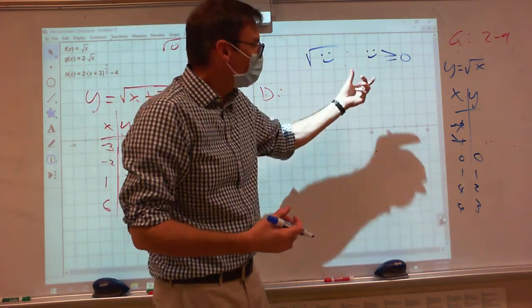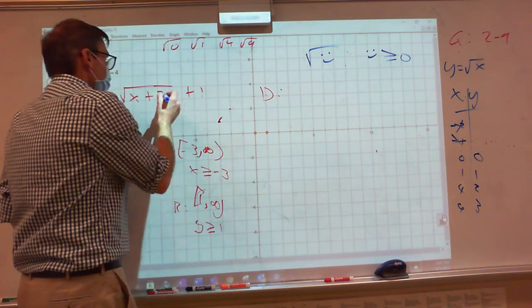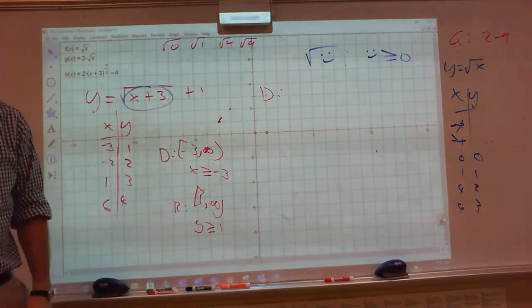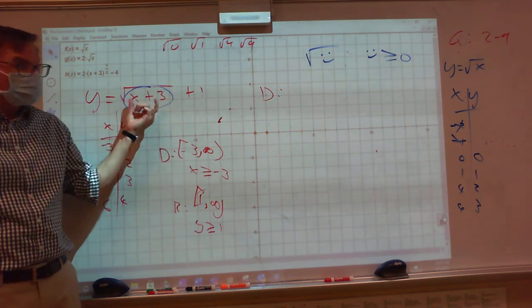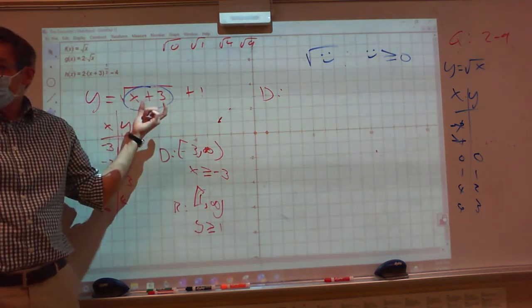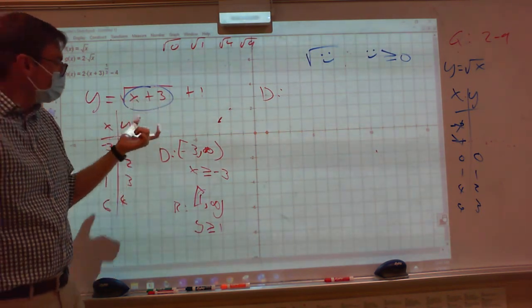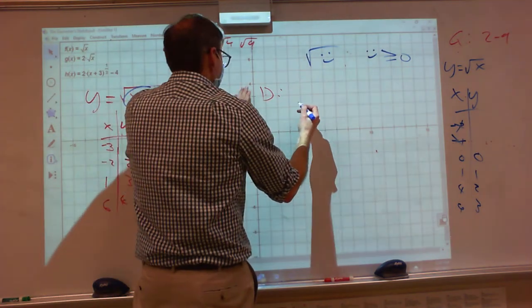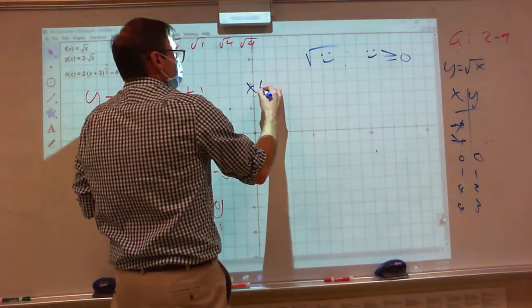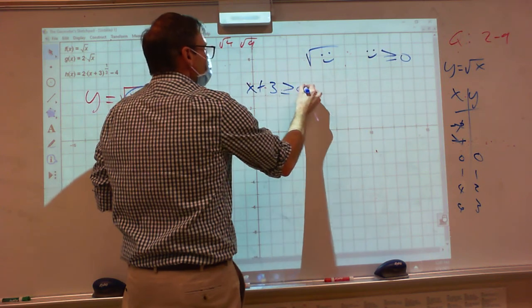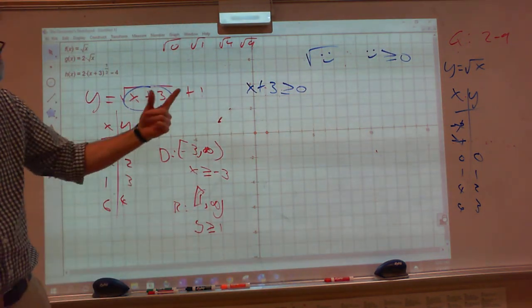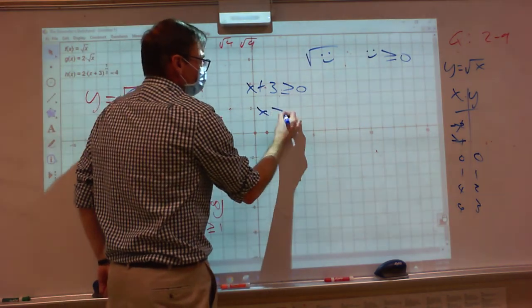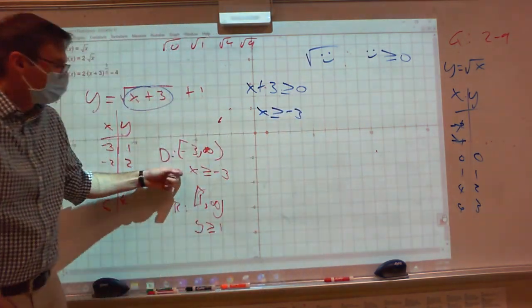Well, look what happens if we apply that. That's inside our square root, isn't it? And if I want to know the domain, I know that my happy face has to be greater than or equal to 0. So if I take this happy face, which is going to be x plus 3, and I set it greater than or equal to 0, what happens when you solve that? You get x is greater than or equal to -3, which is our answer.